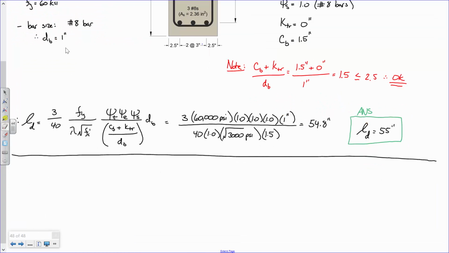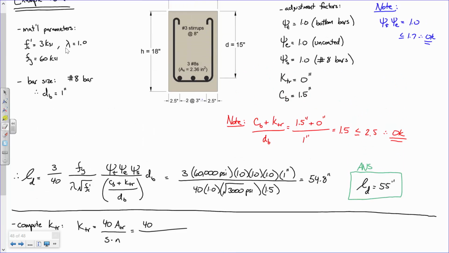Okay, all right. We'll do this other one and then we'll call it. So now let's compute KTR and let's see what happens. Okay, let's compute KTR. So for this one, KTR, we compute that as 40 times the transverse reinforcement over S times N. Okay? So we have 40. All right? Now, ATR is basically our shear reinforcement.